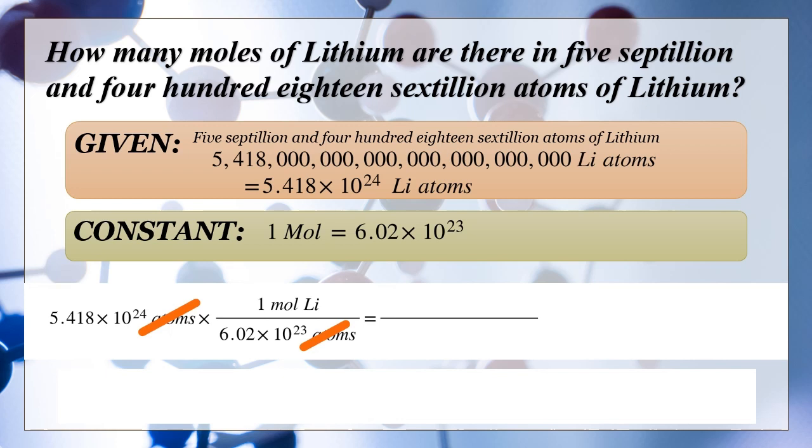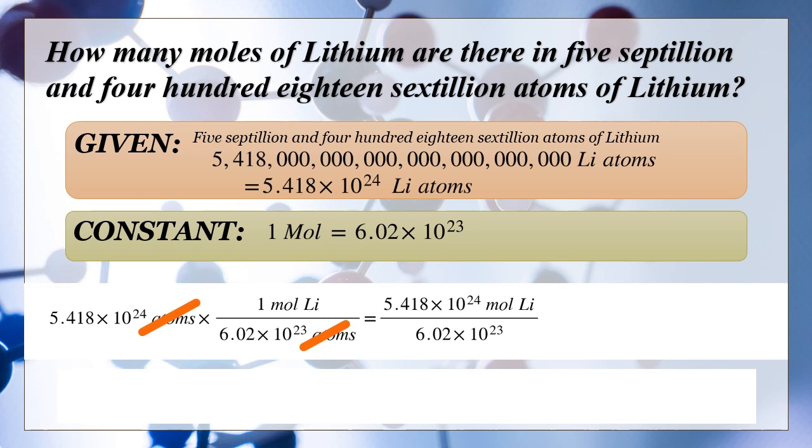Then multiply 5.418 atoms to 1 mole lithium. Still the same, so copy. And also the denominator 6.02 times 10 to the 23rd power. It is now 5.418 times 10 to the 24th power mole of lithium over 6.02 times 10 to the 23rd power. When operating with scientific notation forms, we must be particular of rules or guidelines to follow.